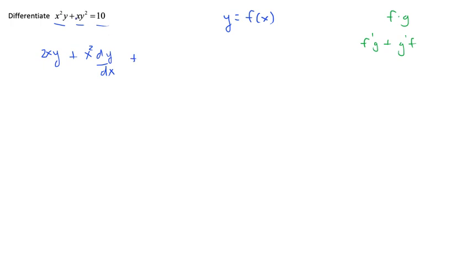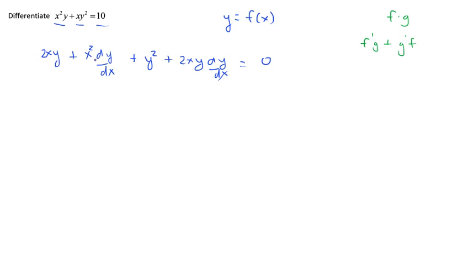And then what's next? Well, what's the derivative of x y squared? The derivative of x is also just 1, so 1 times y squared. But now plus the derivative of y squared, which is 2y, so we'll take the 2y here. But we took the derivative with respect to y, so we need to multiply this term by dy/dx as well. And the derivative of 10 is just 0.